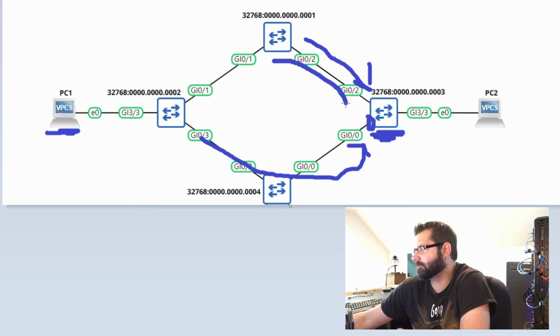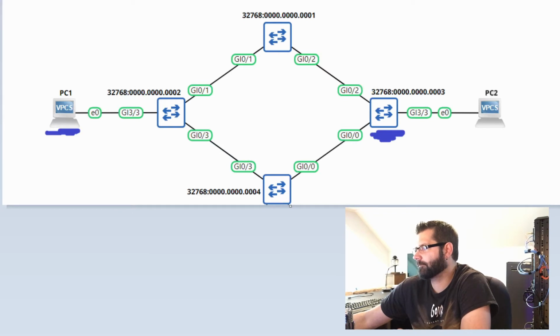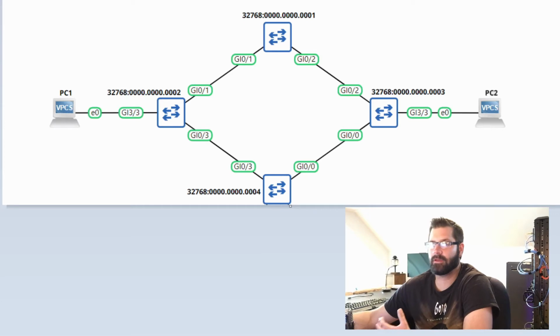And the same thing happens back and forth, back and forth. Oh, let me update it back over to gig 0/2. And that will just continue to happen. So, another undesirable effect of having a loop topology and not running spanning tree.